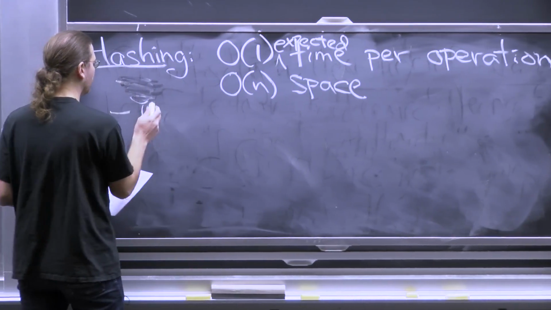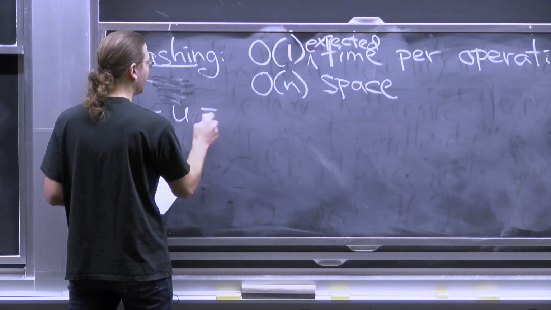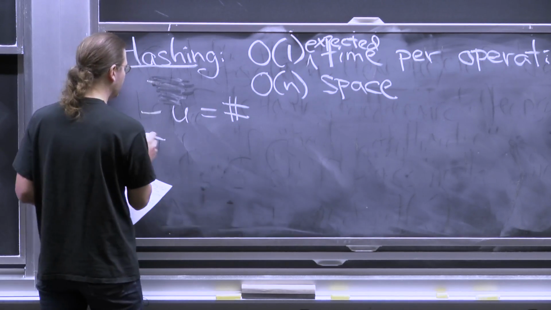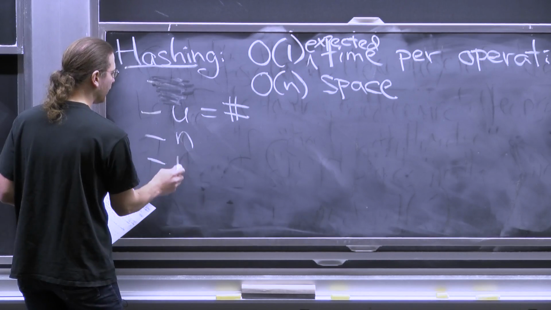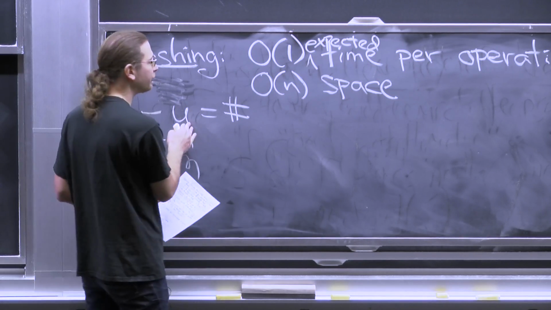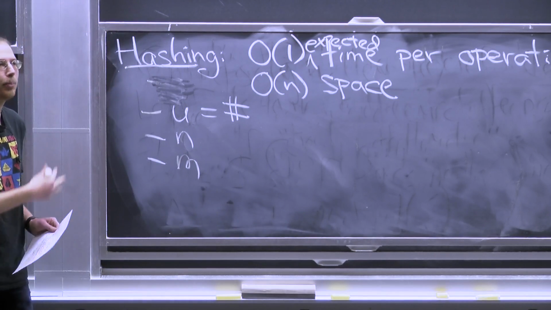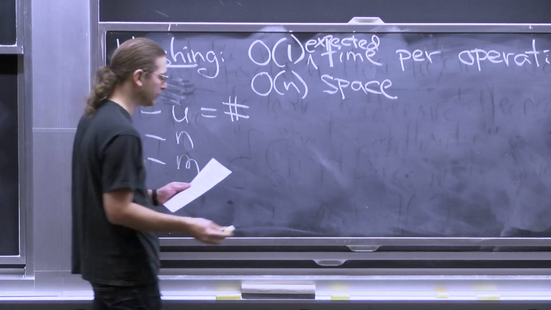And remember the variables we care about. There's u, n, and m. So u is the size of the universe. This is all possible keys, the space of all possible keys.